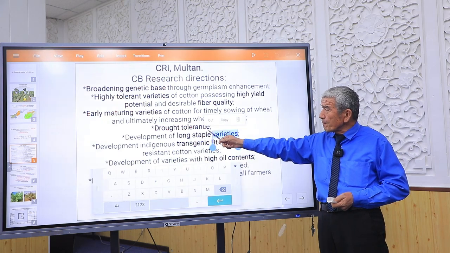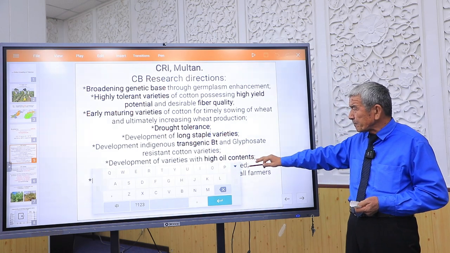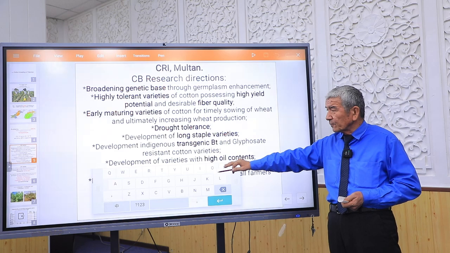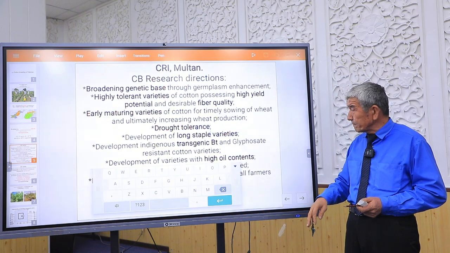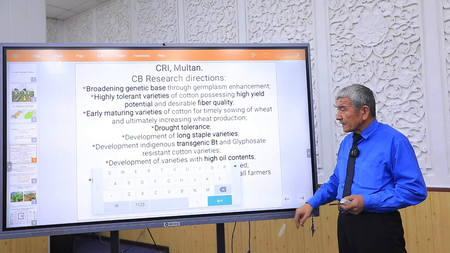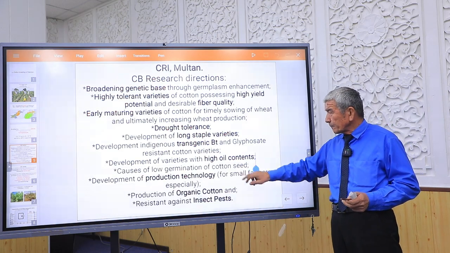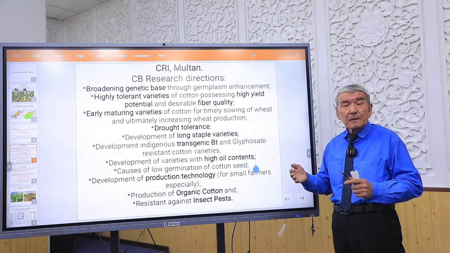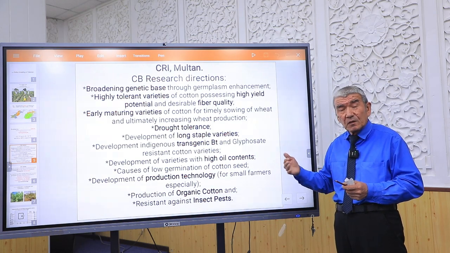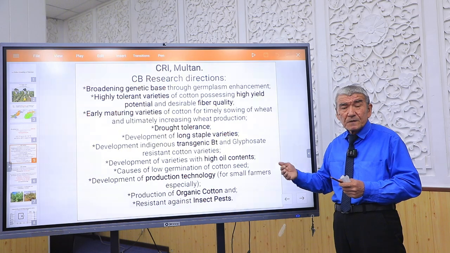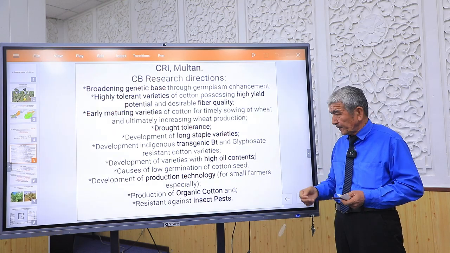Next one is drought tolerance and adjuvants, even up to the development of varieties with high oil content. As in our country, they also use the oil extracted from the cotton plant. They also use it for kitchen needs as our people do.